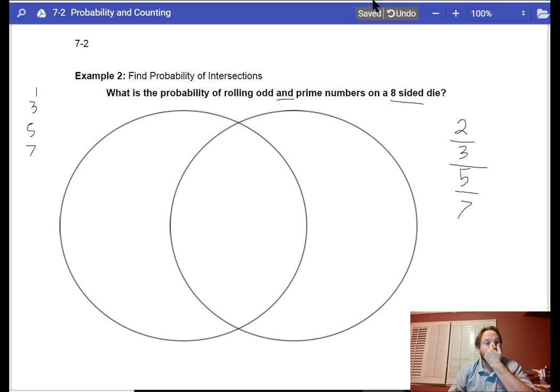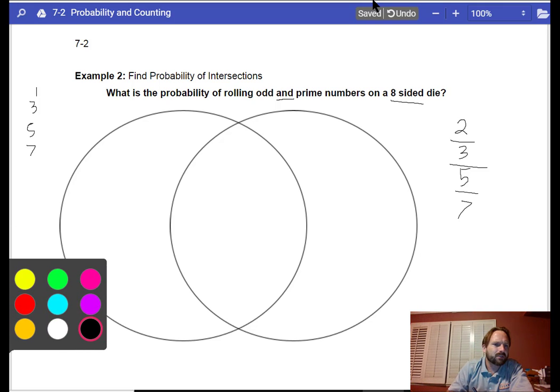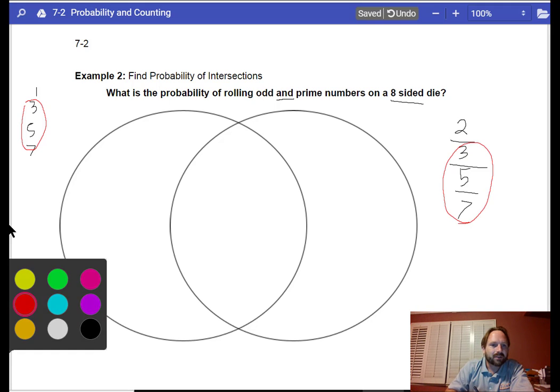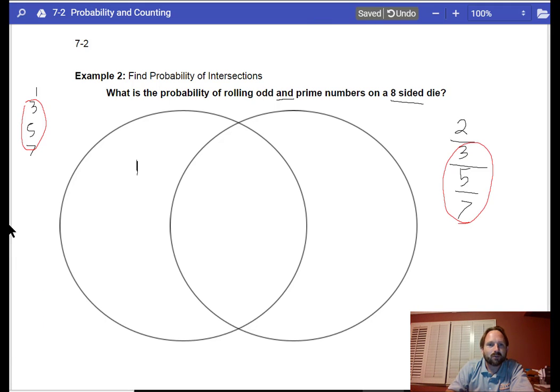So it looks like the numbers they don't share would be, well, let's circle the numbers they do share. It'd be 3, 5, 7. So now we can fill in the information. We know that 1 is here, we know 2 is here, and they share the "and" part, which would be 3, 5, 7. This is just one way to show this information.